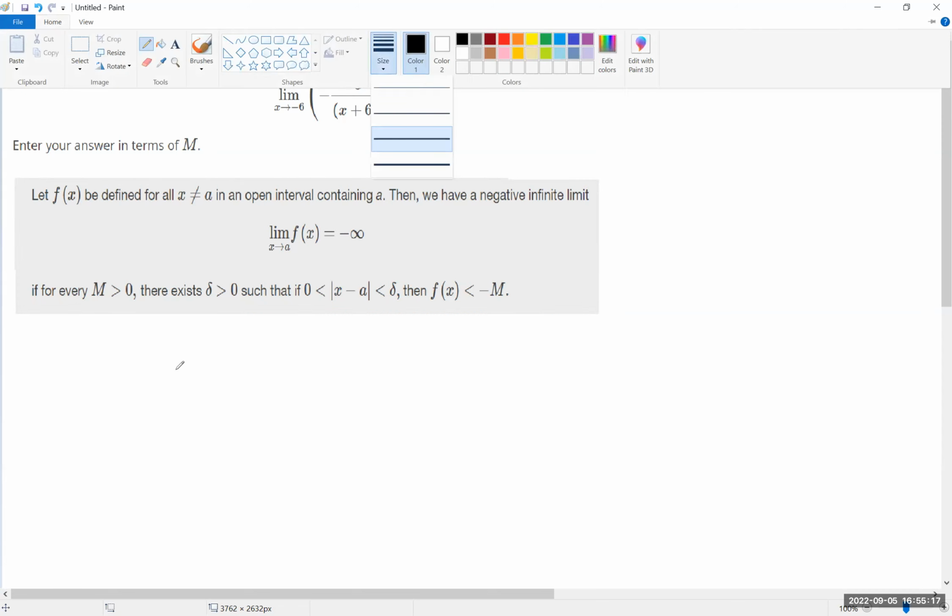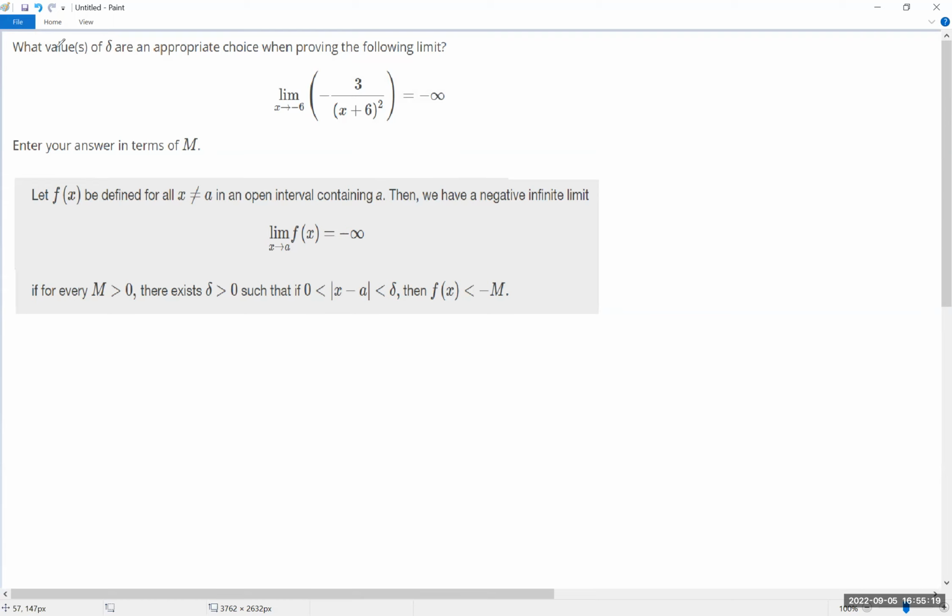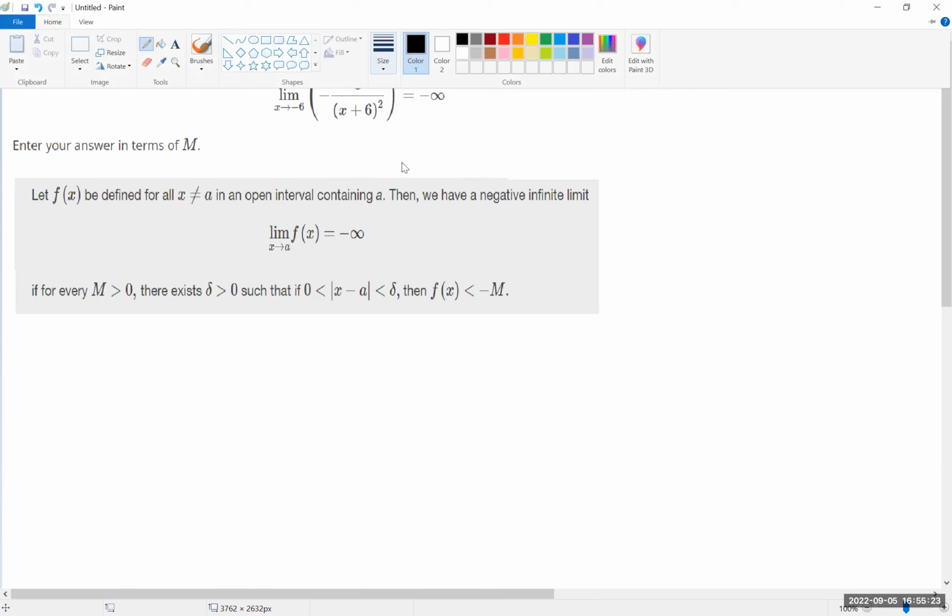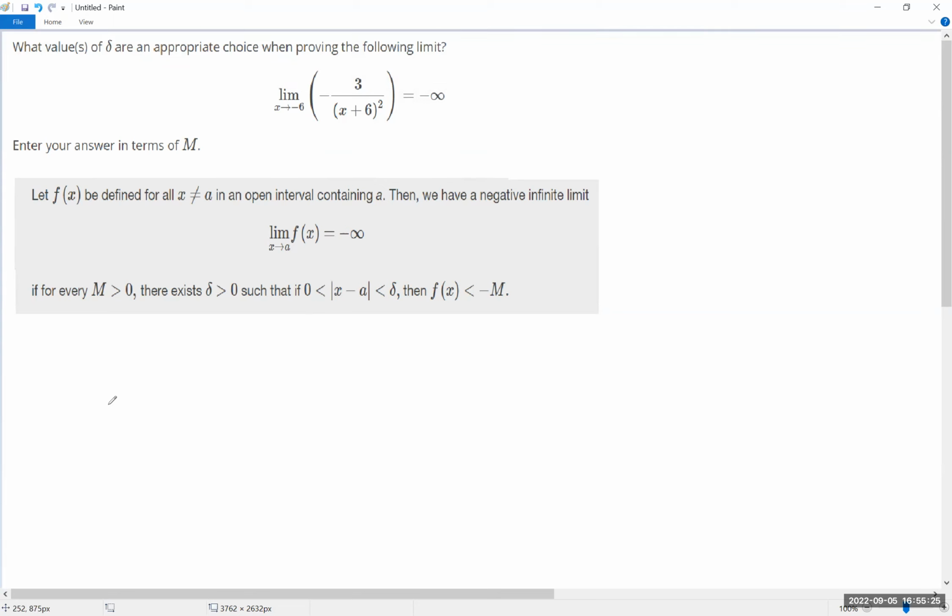And so this says, let f of x be defined for all x not equal to a in an open interval containing a. Then we have a negative infinity limit. The limit of f of x as x approaches a is negative infinity if for every m greater than 0, there exists a delta.